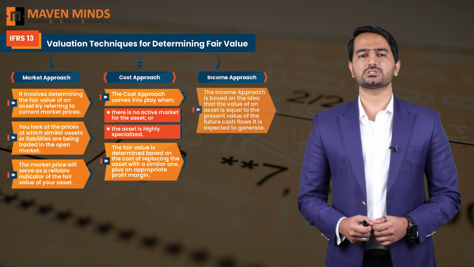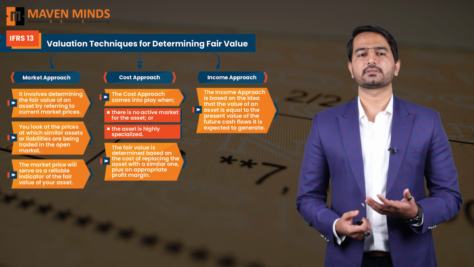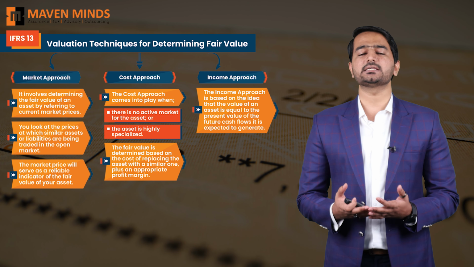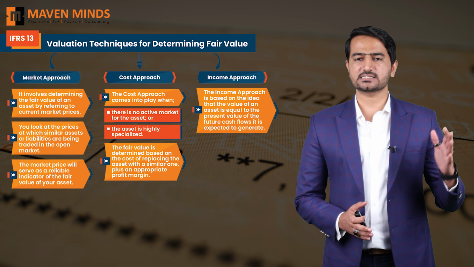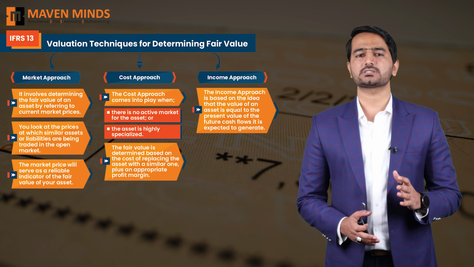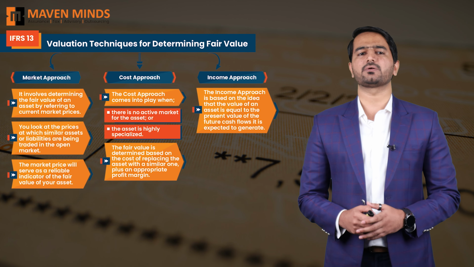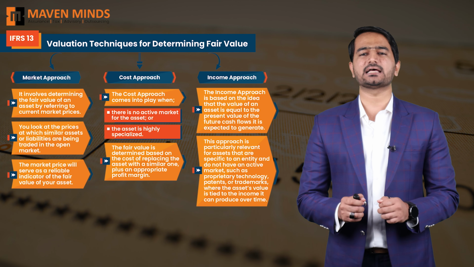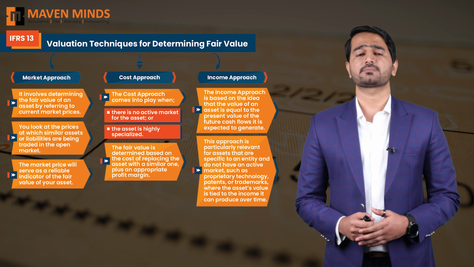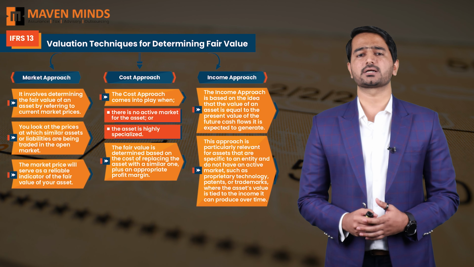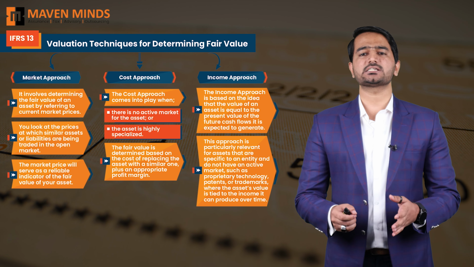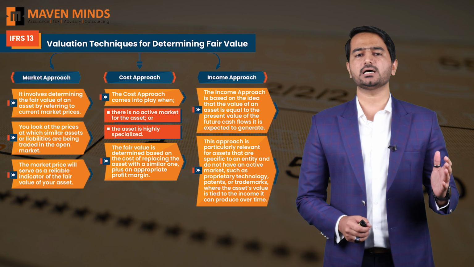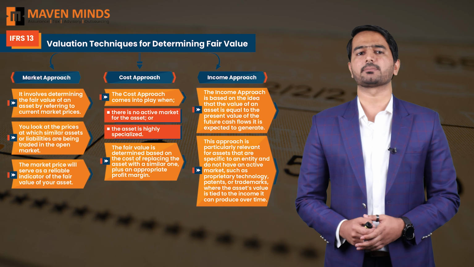The income approach is based on the idea that the value of an asset is equal to the present value of future cash flows it is expected to generate. This approach is often used for intangible assets such as patents or trademarks, where the asset's value is tied to the income it can produce over time.